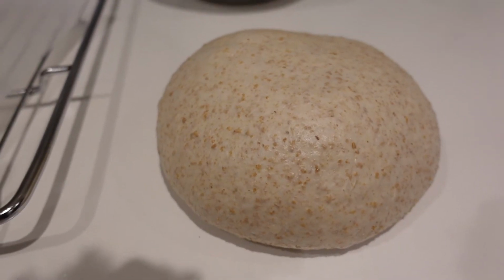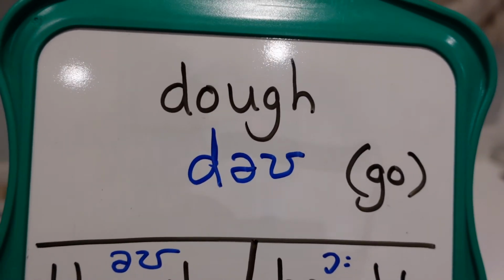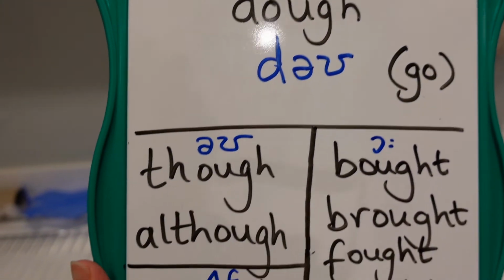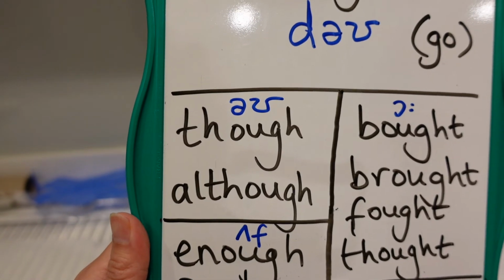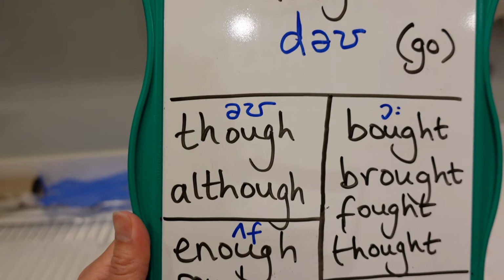Here's my dough that I'm going to bake. And that's dough, which sounds like go, with the same spelling and sound as though and although. But the OUGH is one of the trickiest spellings around.